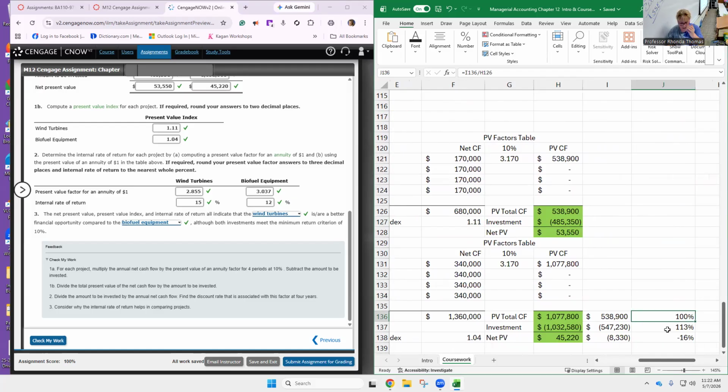All right, that's 100% difference. Here is the investment difference, right? So this one is 113% of this one. And then the net present value, right? This one is lower than that one by 16%. So having these numbers sometimes also helps the picture of what's going on here.